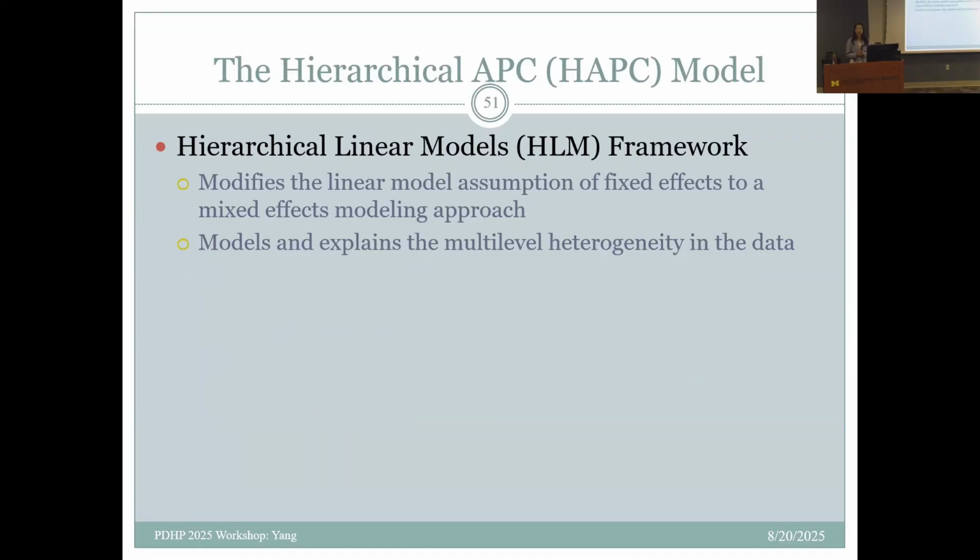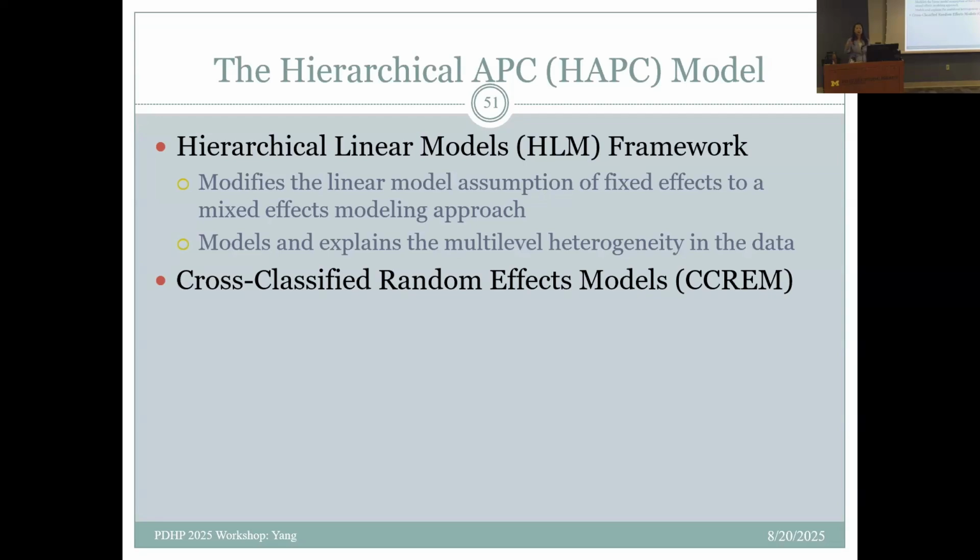So we use the hierarchical linear models, or alternatively the mixed effects framework, to do this. What this model does is that it modifies the linear model assumption of fixed effects to a more flexible, more general mixed effects modeling approach. And it can directly model and explain the multi-level heterogeneity in the data that linear models cannot do.